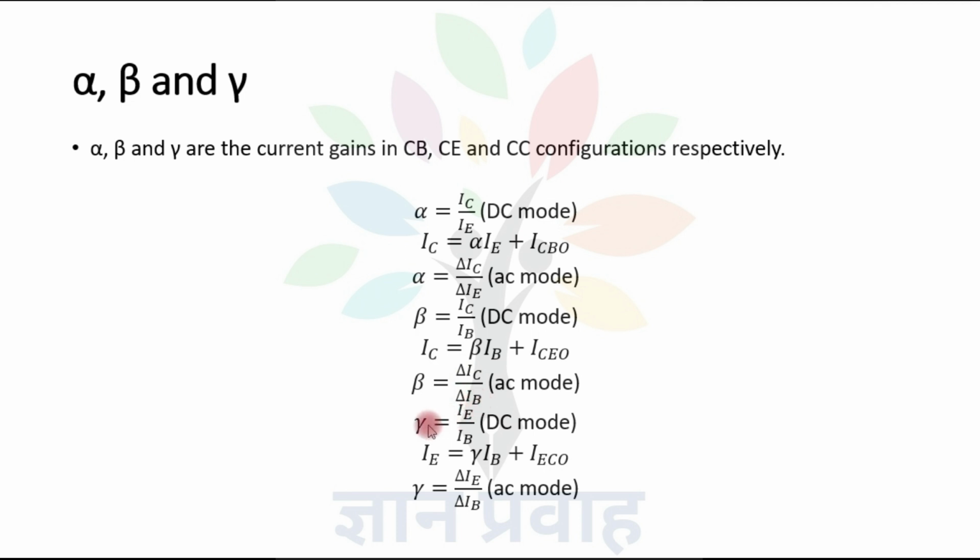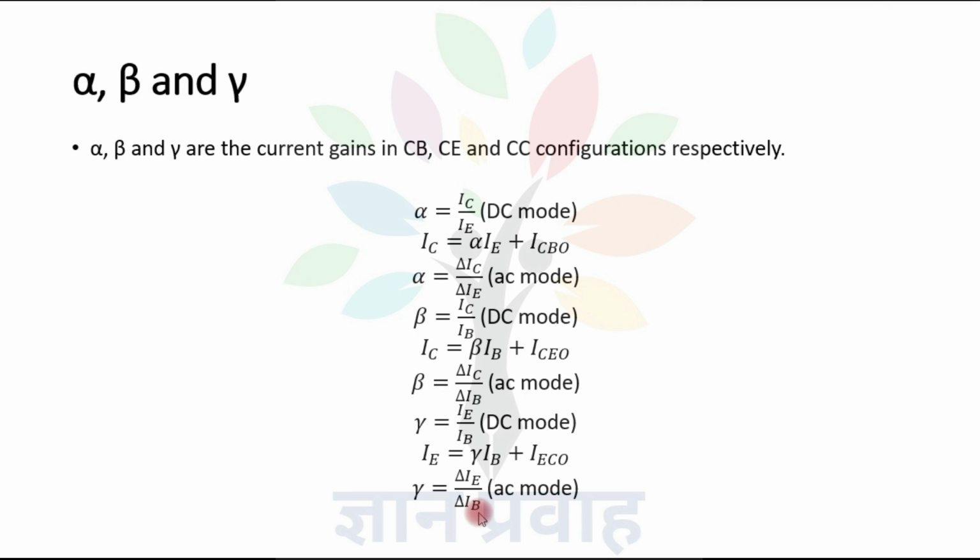Gamma is the current gain in case of common collector configuration, and it is IE by IB in case of DC mode. And if we are adding the leakage component, then IE equals gamma IB plus ICEO. In case of AC mode, gamma is the small change in output current divided by the small change in input current.